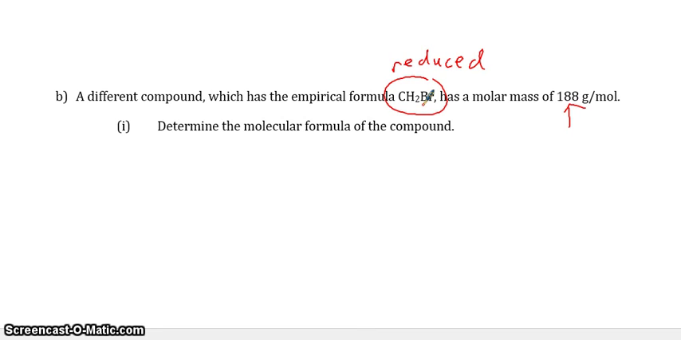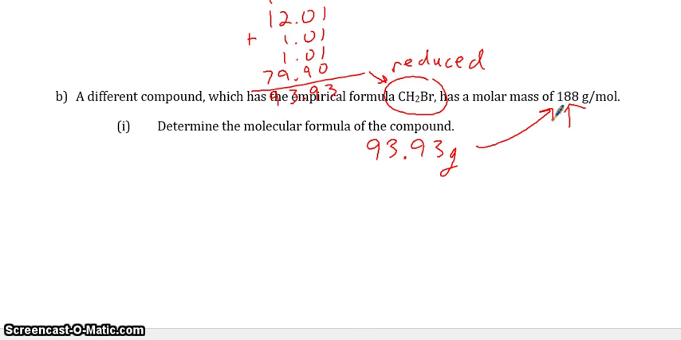So let's go ahead and find out what the molar mass of this guy is. If we do a carbon, which is 12.01, plus 2 hydrogens, which is 1.01 and 1.01, and if we do a bromine, which consulting your periodic table is 79.90, we'll find out we have 93.93 grams for the empirical, and it looks like it is essentially 2 times bigger.